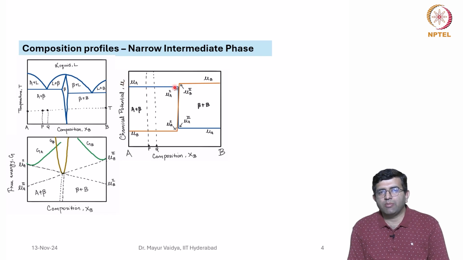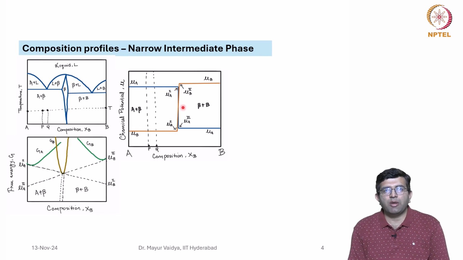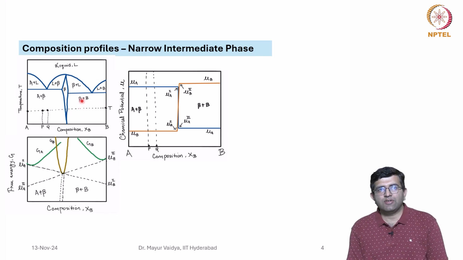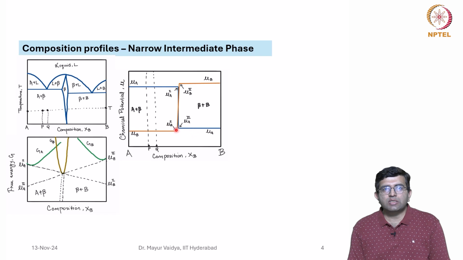Similarly, mu A will remain constant in this entire region. Then there will be a slight jump. So, here there is a very steep jump, and this chemical potential will go up to mu B2, this value here, and that is because of the equilibrium with the B element here. So, in this entire regime again, the chemical potential is constant because you have a two-phase region here, which is beta plus B. So, this variation of chemical potential is there.